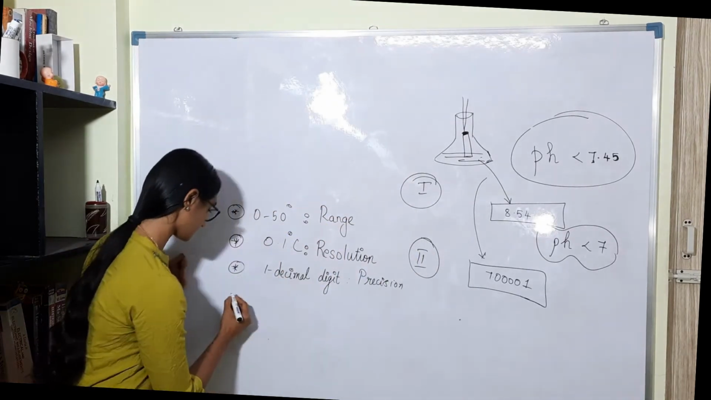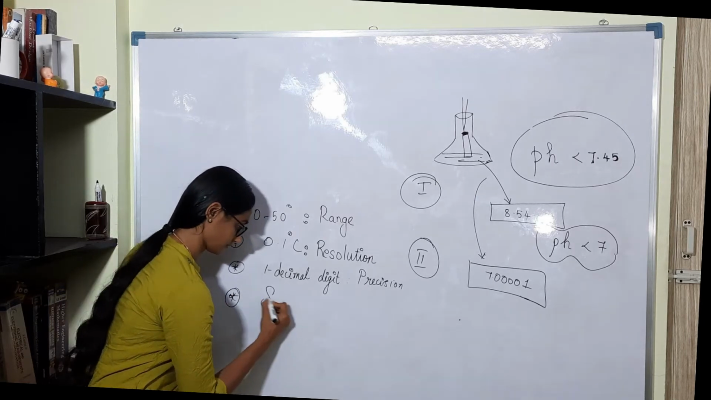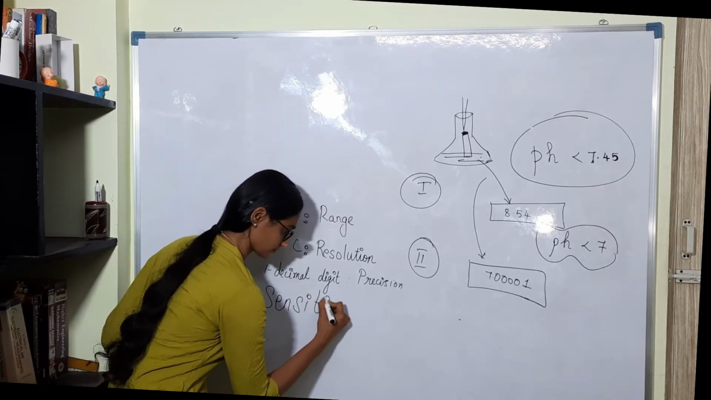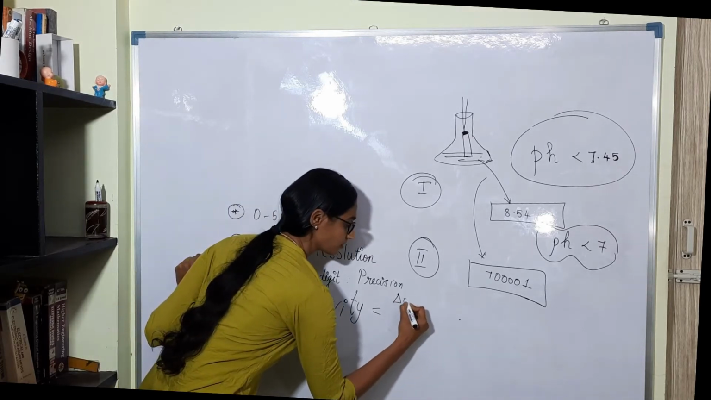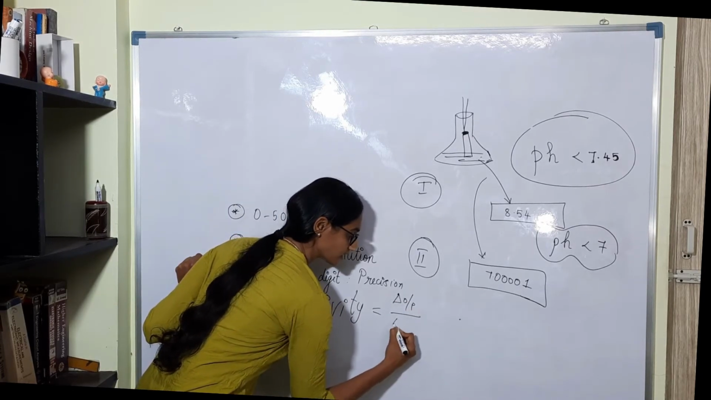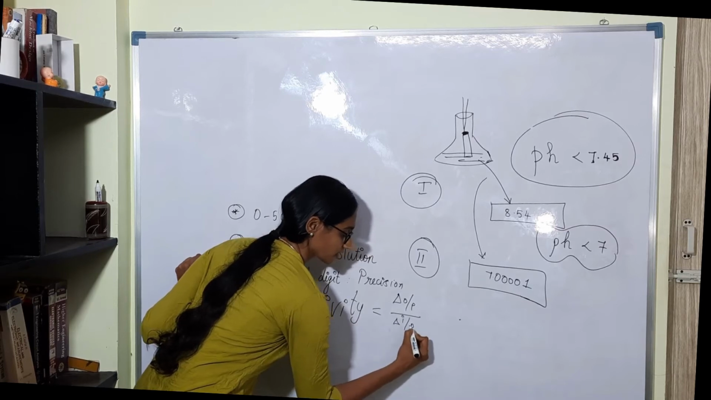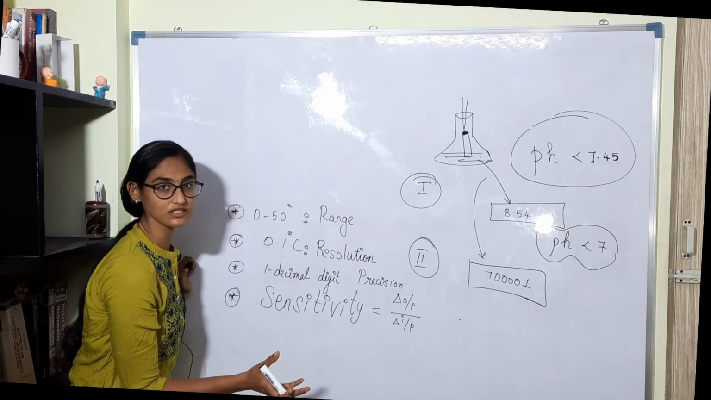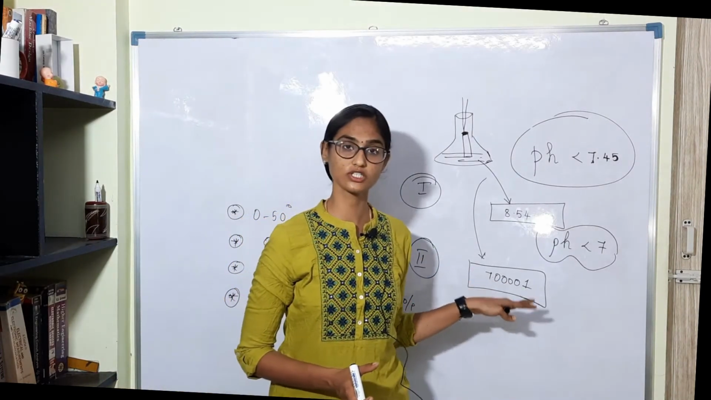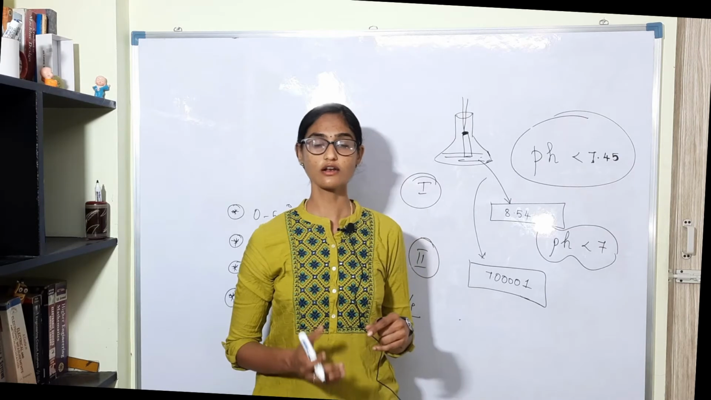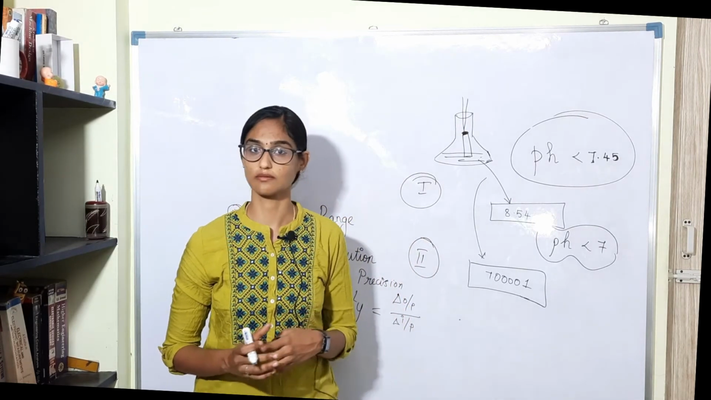Sensitivity is the change in the output divided by the change in the input. How quickly does the device indicate whether there is a change in the measured system or not? I'll give you another better example.